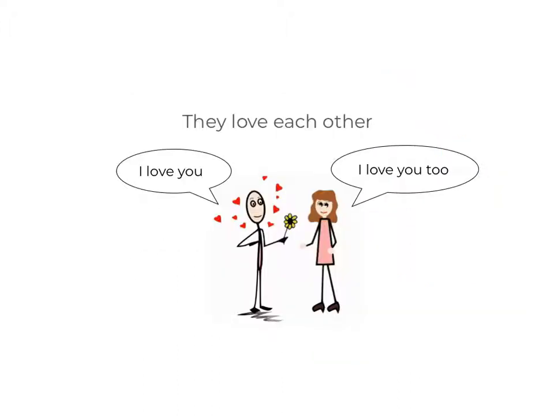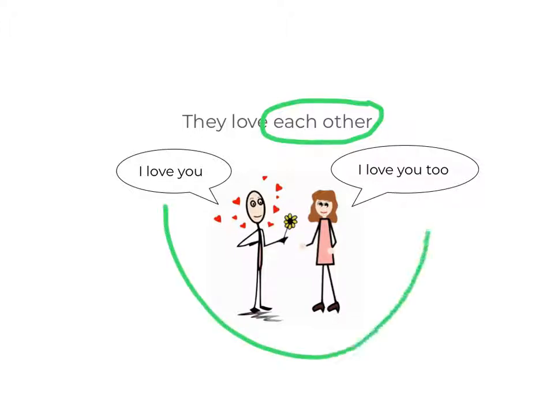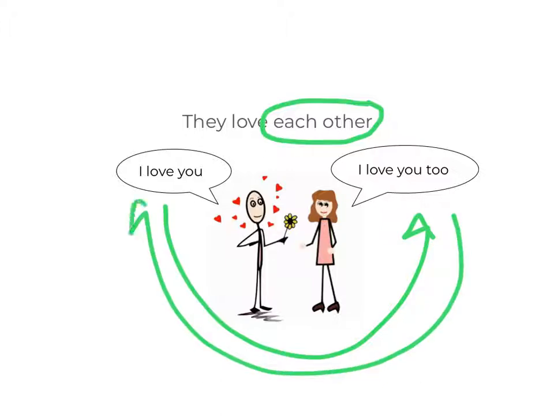Look at the second sentence, which was different. They love each other. Who loves who? He loves her and she loves him. It's reciprocal. They love each other.